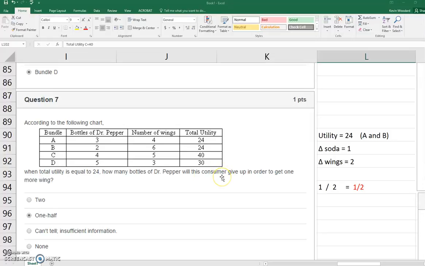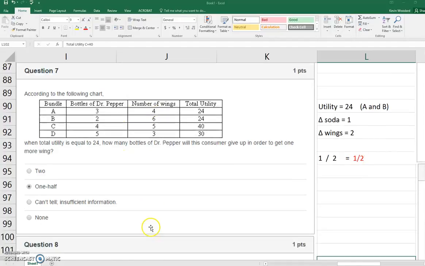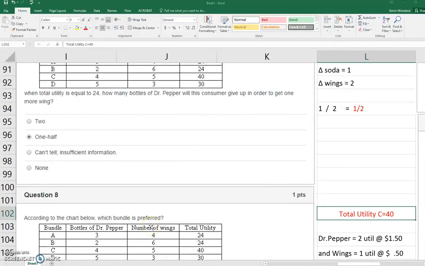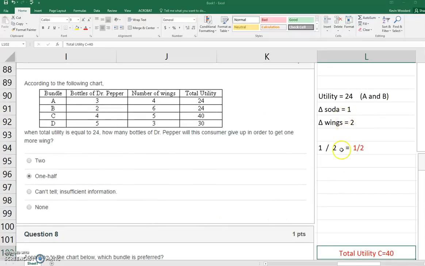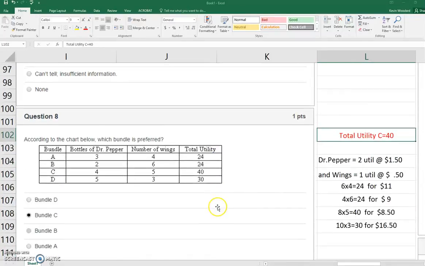So we're going to lose some Dr. Pepper in order to get 1 more wing. Well, in this scenario, we lose a bottle of Dr. Pepper, but we don't gain 1 more wing, we gain 2. So if 1 bottle yields 2, then a half of a bottle is going to yield 1. So there's our answer for number 7. It's going to be 1/2. So you can see our changes there.